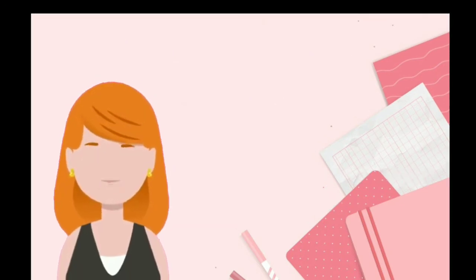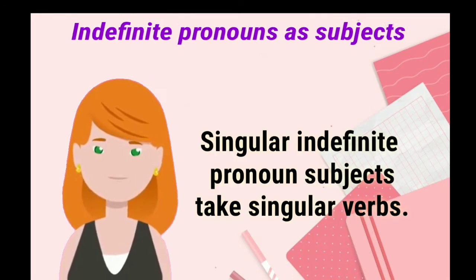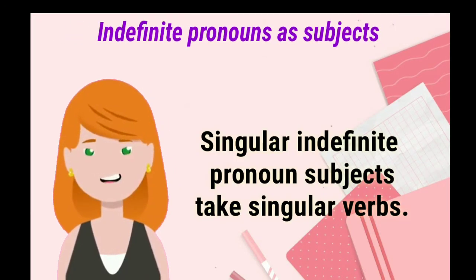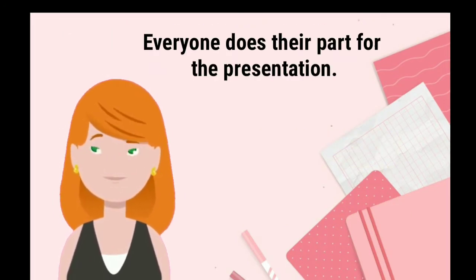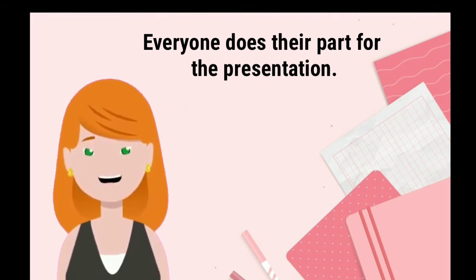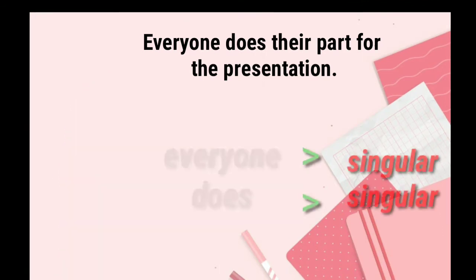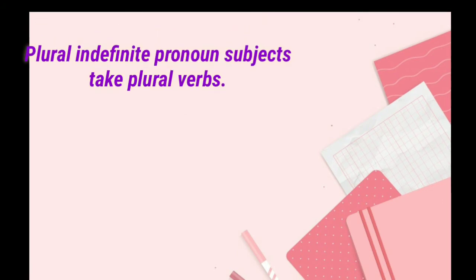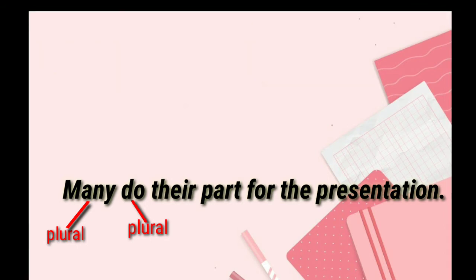So now let's proceed to the second rule, which is the indefinite pronouns as subjects. Singular indefinite pronoun subjects take singular verbs. Example: everyone does their part for the presentation. So as you can see, everyone is a singular indefinite pronoun subject, so it takes a singular verb, which is does. Next, plural indefinite pronoun subjects take plural verbs. Example: many do their part for the presentation. So the subject many is plural, so it takes a plural verb, which is do.